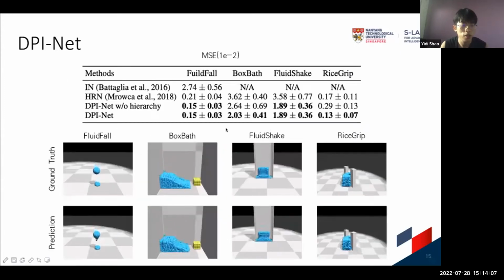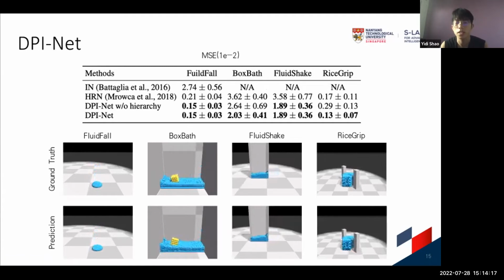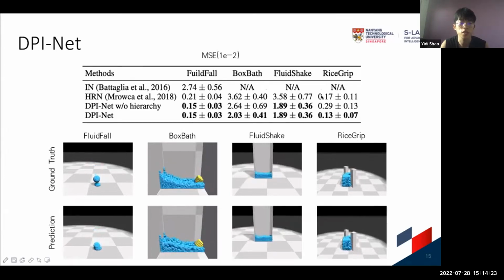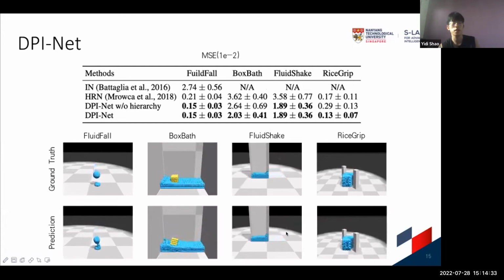Here are some results of DPINet. During testing, the model only has the first frame as input, and then calls the model iteratively to predict the future frames. So the MSE is computed on the positions rather than the velocities here. We can see that DPINet already did a good job in physics simulation. Here are the ground truths and the predictions from DPINet.